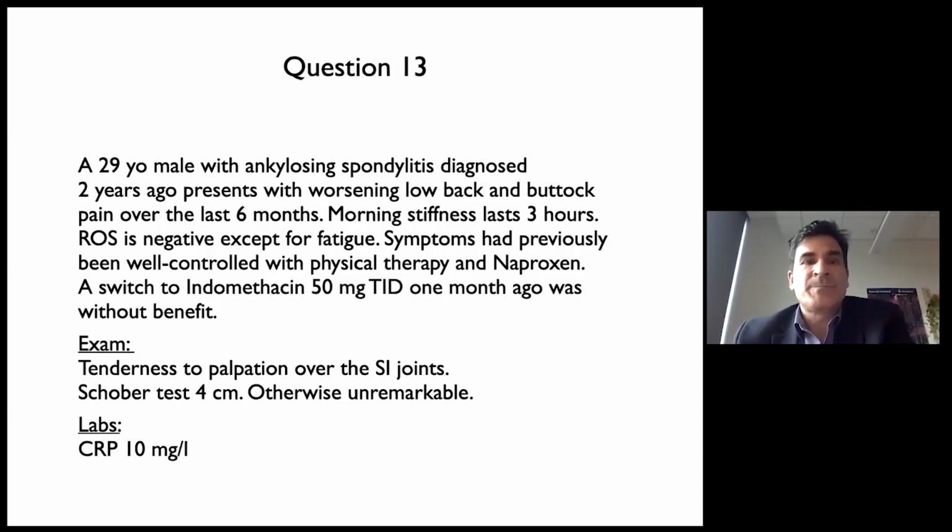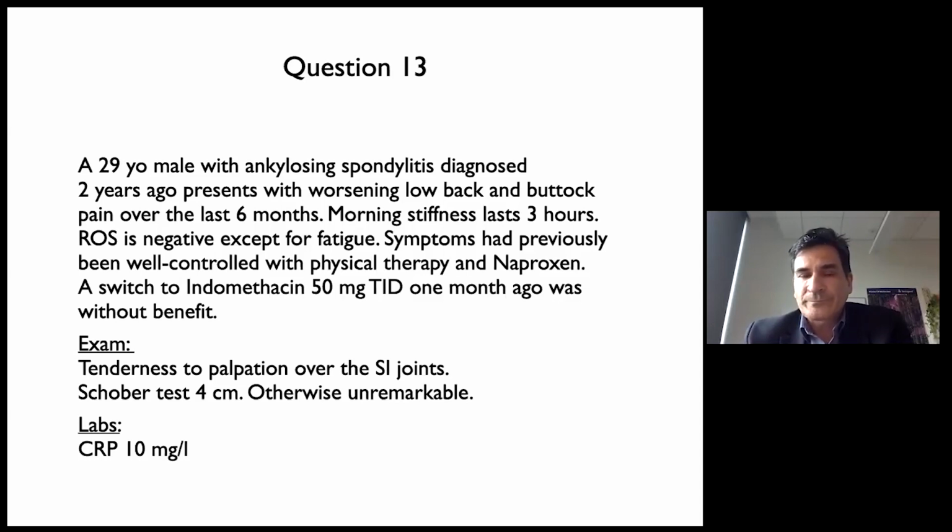Question 13. A 29-year-old male with ankylosing spondylitis diagnosed 2 years ago presents with worsening low back pain and buttock pain over the last 6 months. Morning stiffness lasts 3 hours. Review of systems is negative except for fatigue. Symptoms had previously been well controlled with physical therapy and naproxen. A switch to indomethacin 50 milligrams 3 times a day 1 month ago was without benefit.